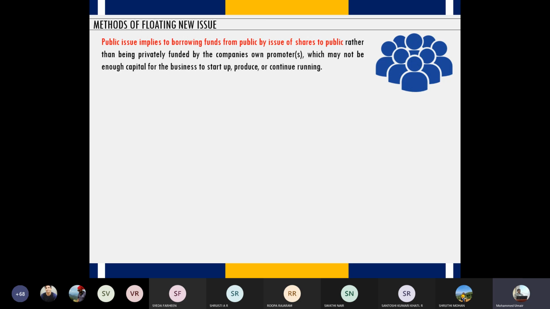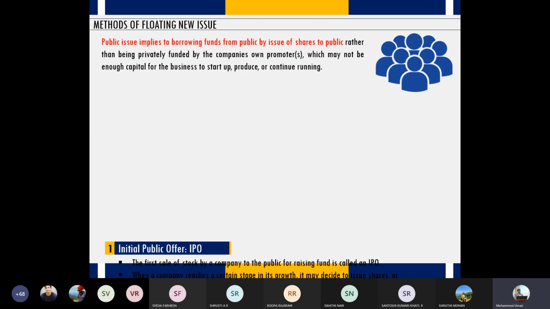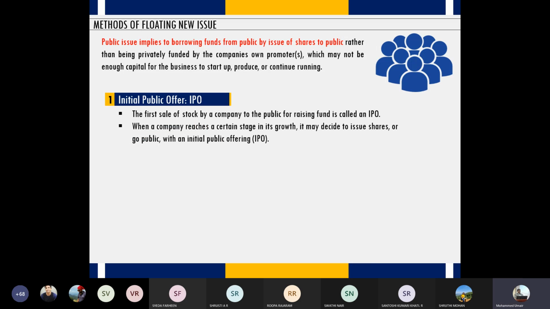So that means Flipkart, which has never issued shares so far in its existence, will now be issuing shares for the first time. So whenever a company issues shares for the first time to the public, it is called an initial public offering. So the first sale of stock by a company to the public for raising funds is called an initial public offer, right?